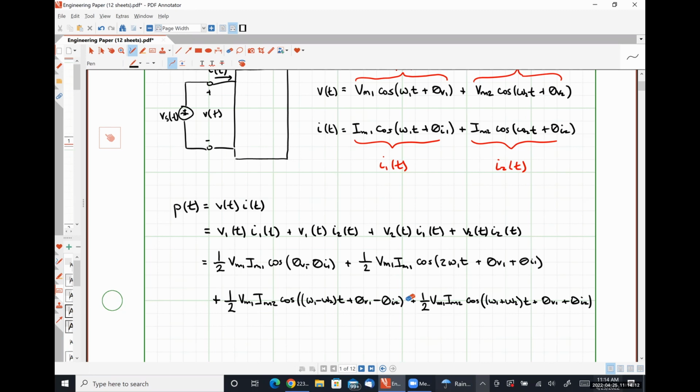So we are halfway through our analysis here, but I wanted to point something out. We have started off with signals that are oscillating at two distinct frequencies, omega 1 and omega 2. And to this point, our power equation is now oscillating at four distinct frequencies. And we're not done. Okay. So I'm now going to do the bit where I multiply V2 times I1.